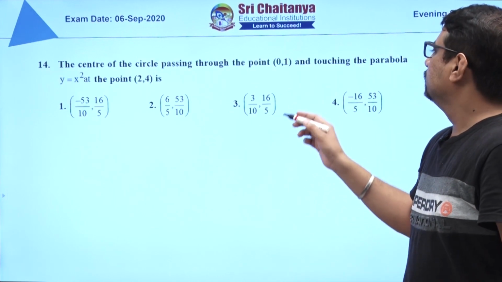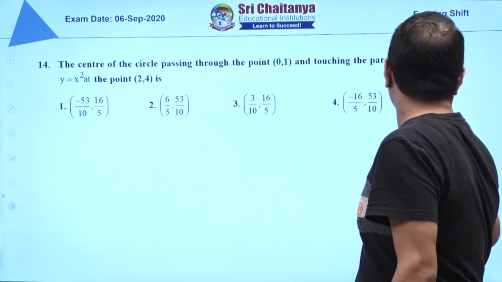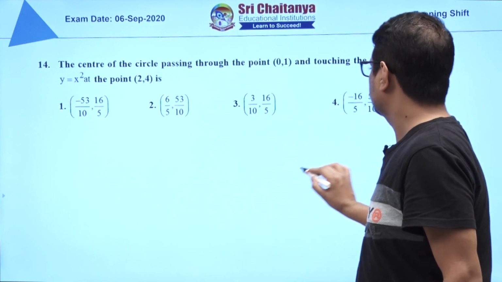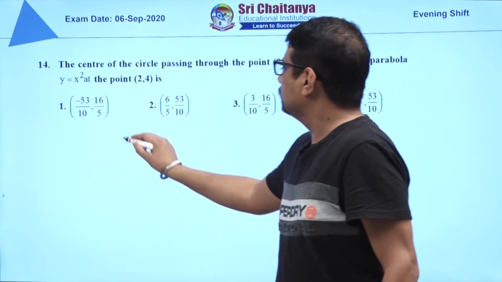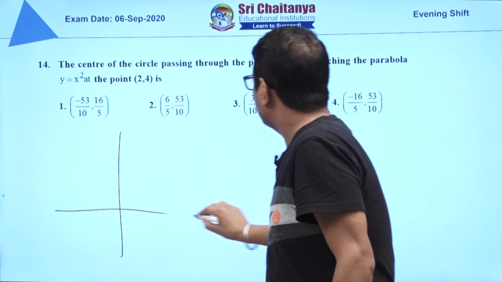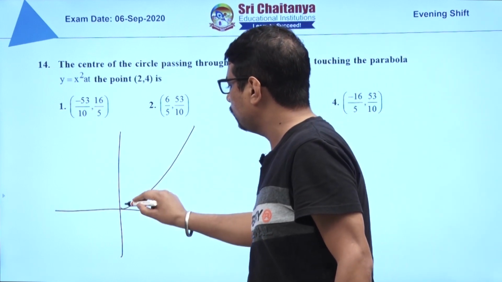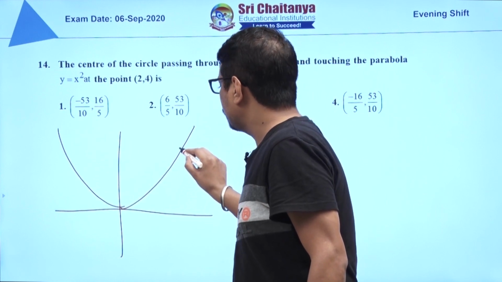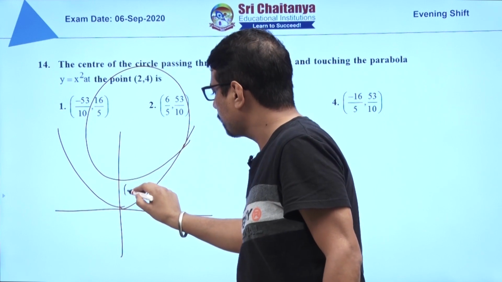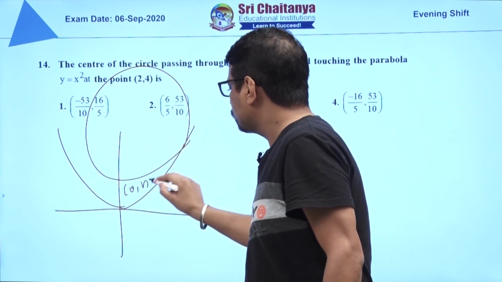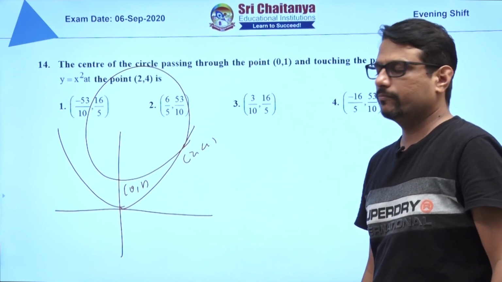So next, this is based on coordinate geometry. There is a circle passing through 0, 1 and touching the parabola y is equal to x square at 2, 4. Suppose we draw y is equal to x square. This is 0, 1, this is 2, 4. Now we have to find its center.